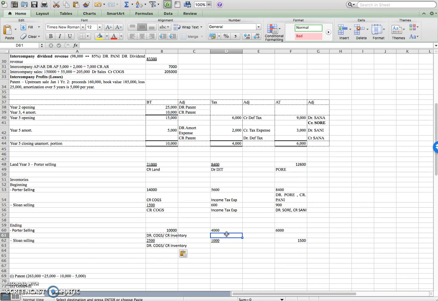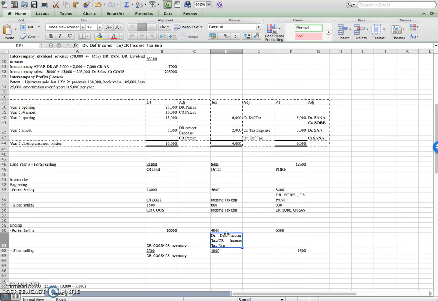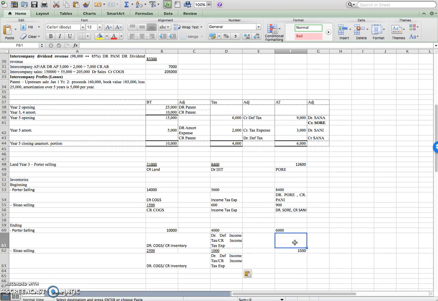Then for our income tax expense, we will first start off by debiting our deferred income tax and a credit to our income tax expense. Oops, let's try first working on our spelling and then typing. Of course, it's going to be the same for both upstream and downstream. The big impacts are actually in our totals.